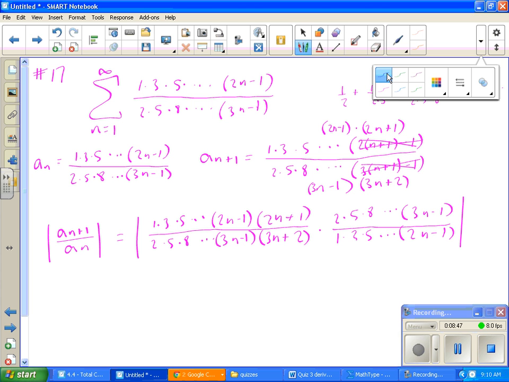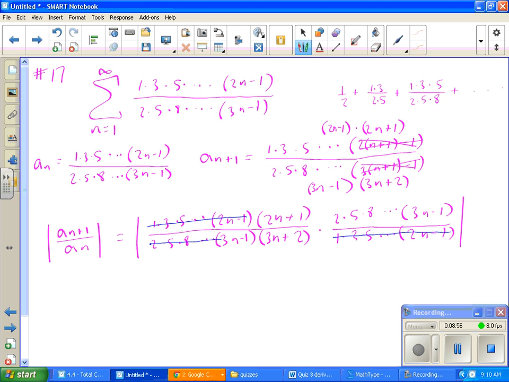All right, so let's start crossing. So 1, 3, 5 all the way up to 2n minus 1 is going to cancel with this, right? And 2, 5, 8 all the way up to 3n minus 1 will cancel with all of this. So all I'm left with is this. If I take the limit of 2n plus 1 over 3n plus 2, what do I get as we go to infinity? 2/3, right? Divide everything by n, I get 2/3.